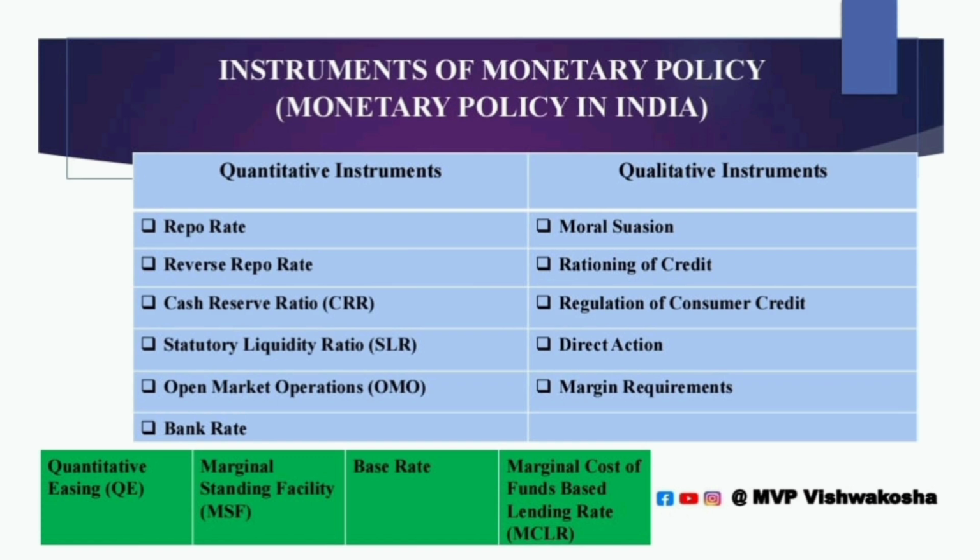In quantitative instruments, the first one is repo rate. Repo rate is the rate at which commercial banks borrow money from the central bank, here meaning RBI. It is used to control inflation and liquidity in the Indian economy. Lowering the repo rate increases liquidity, while a higher rate reduces it.